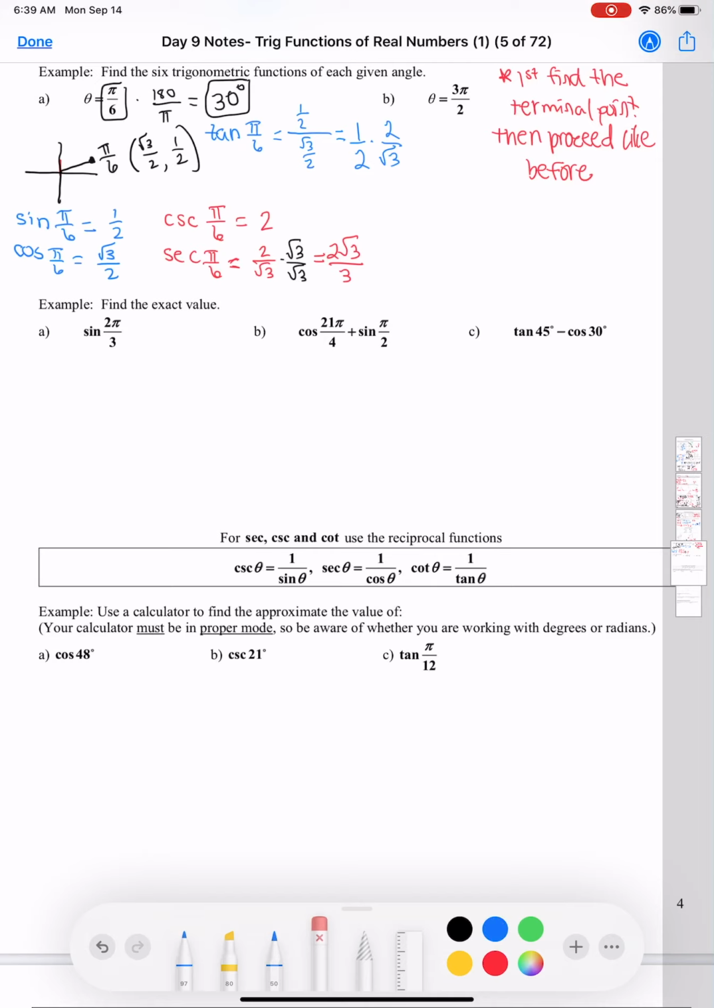And these 2's will cancel out. And that leaves me with, for tangent, that 1 on top, root 3 on bottom. I want to get rid of that square root symbol. And so I have 1 times root 3 on top is root 3, and then root 3 times root 3 is 3. Okay, so there's tangent of my angle.